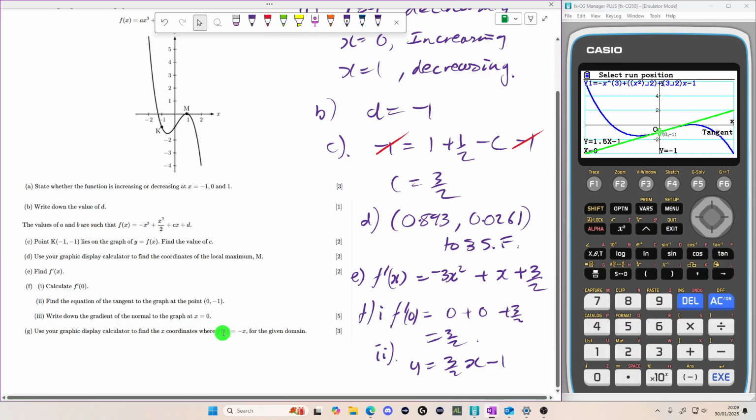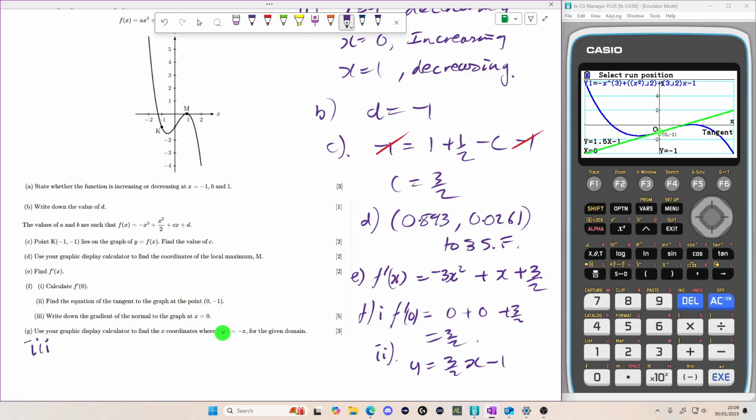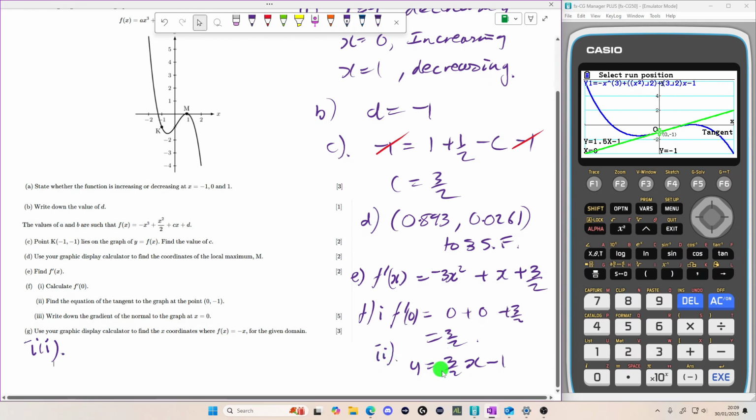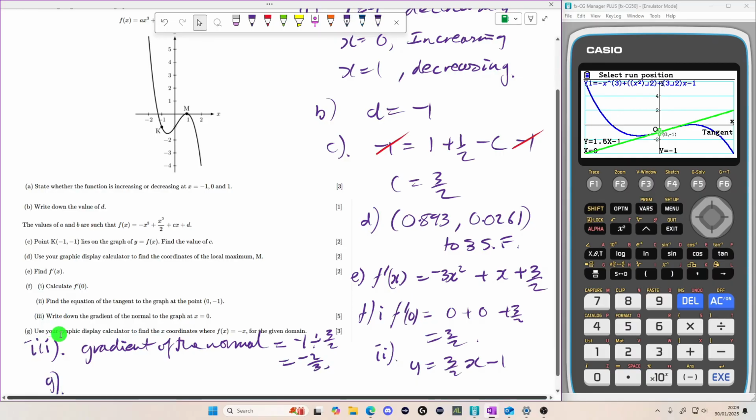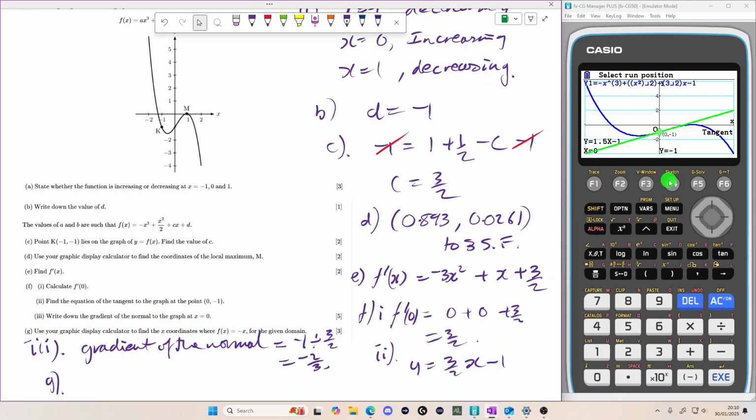Both are equally good. So for part 3, write down the gradient of the normal. Well, the gradient of the normal is just minus 1 over the gradient of the tangent. So the gradient of the normal is equal to minus 1 divided by 3 over 2, which gives us minus 2/3.